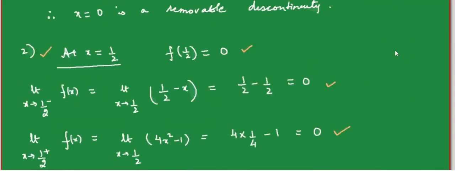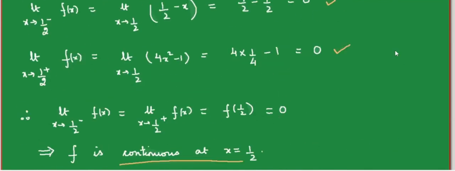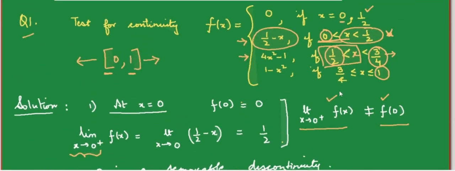So let's look at 3/4. Now at 3/4, the value of the function will come from this branch only, because we can see that x equal to 3/4 is included in this branch. So you'll get f of 3/4 and the right hand limit at 3/4 from this branch of the function, whereas the left hand limit will come from this branch.